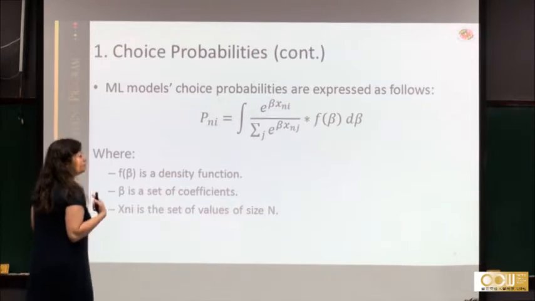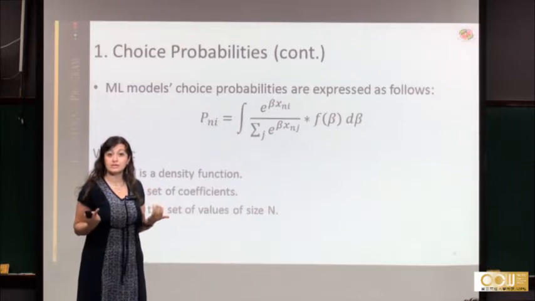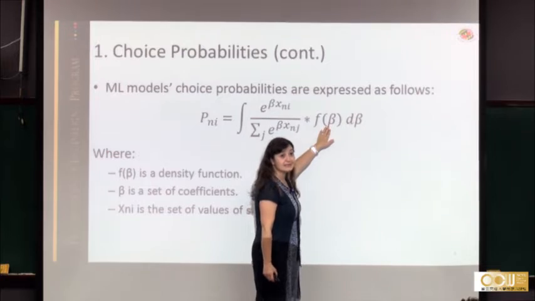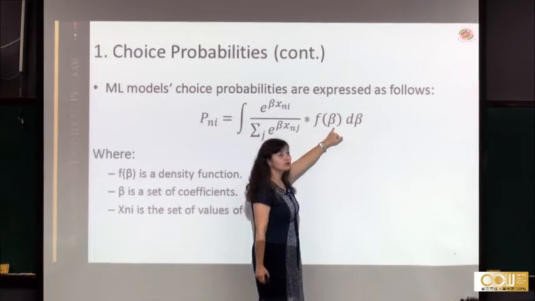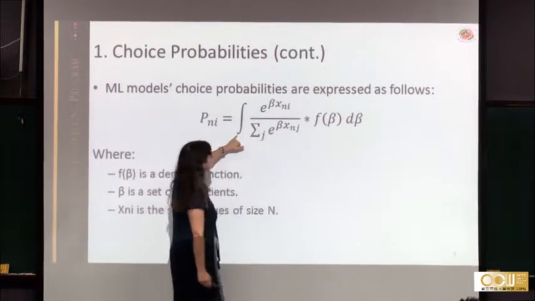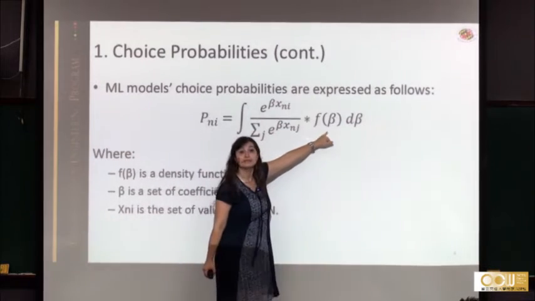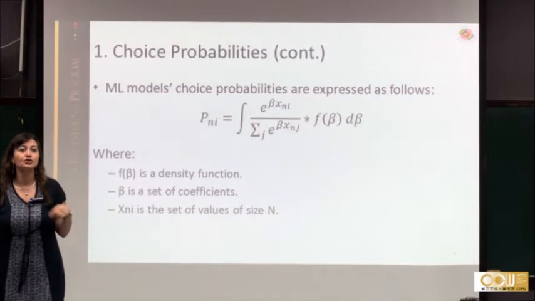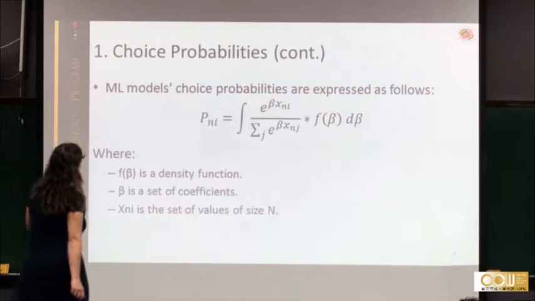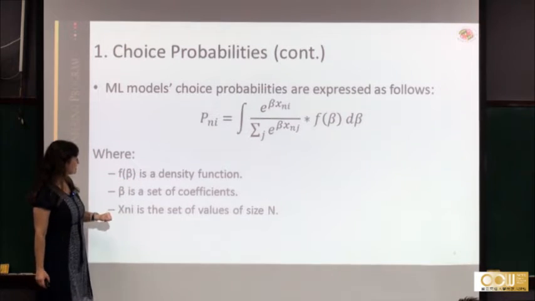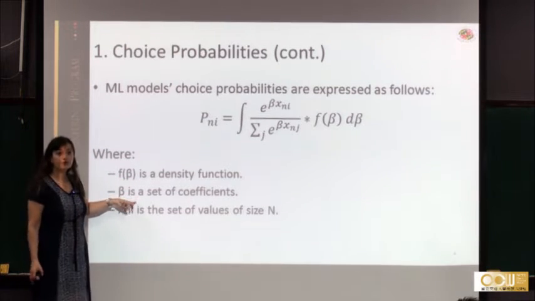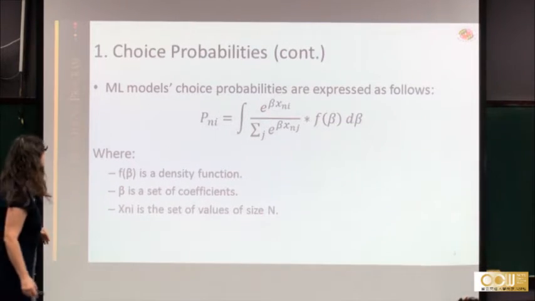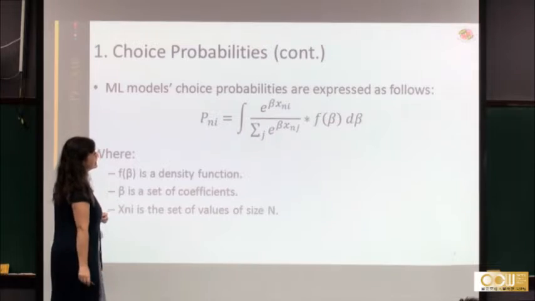What does it mean? That in order to know the distribution across the population, and so the random coefficient, you need to estimate a density. So this is the density of the vector of the coefficient, and you need to integrate over this density. So beta can be a vector. It's not just one coefficient. It's a vector of coefficients, right? And f of beta is a density function. Beta is a set of coefficients. You can specify as many random coefficients as you want. And all the rest is the same, right?